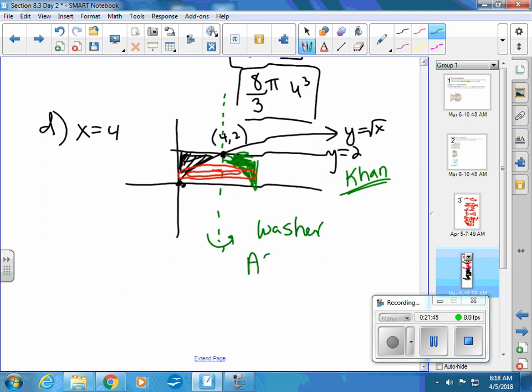All right, so we know that this cross section is a washer. If it's a washer, then we know our area formula is big R squared minus little r squared. So we need big R and little r. And that's the tough part. So, looking at this right here, remember, you could turn your paper, it might be easier to see, okay? Your big R is going from this point that you're going around all the way out to this point right here where you see that radius. So, what is that distance from there to there? Four.